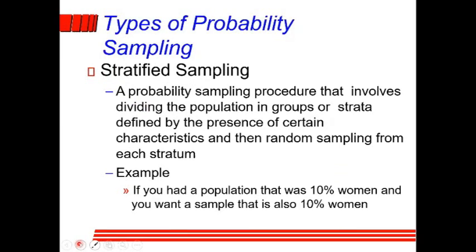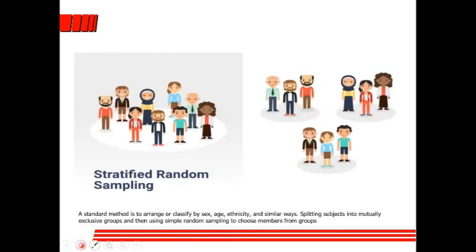Okay, for the stratified naman, we have the stratified sampling, which is a probability sampling procedure that involves dividing the population in groups or strata. Same lang siya, either groups or strata, defined by the presence of certain characteristics, and then random sampling from each stratum. Ang example naman natin dito, if we have yung population natin na 10% women, and the sample is also 10% women.